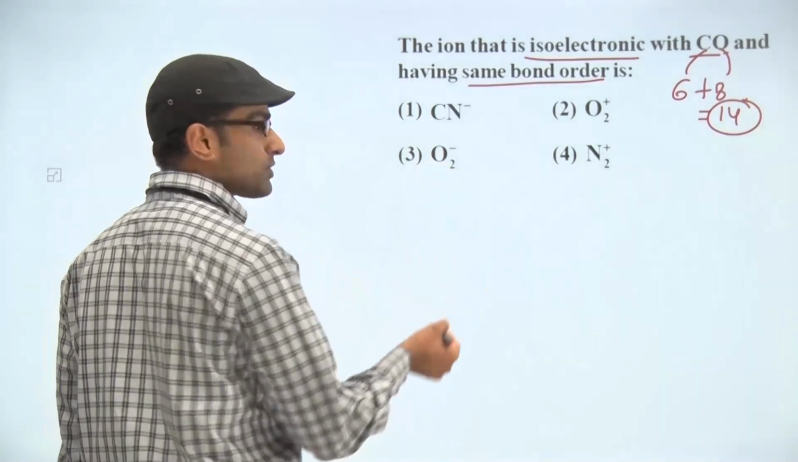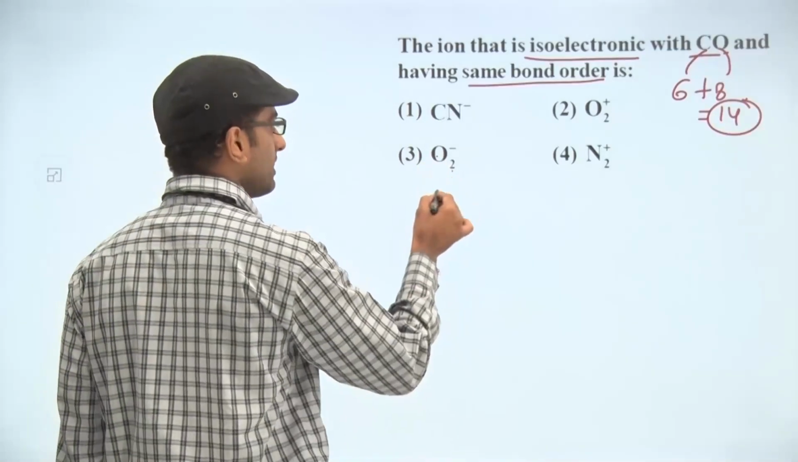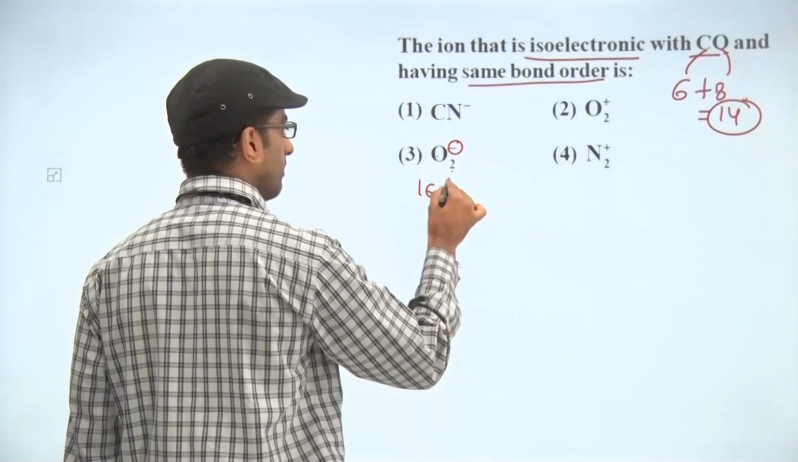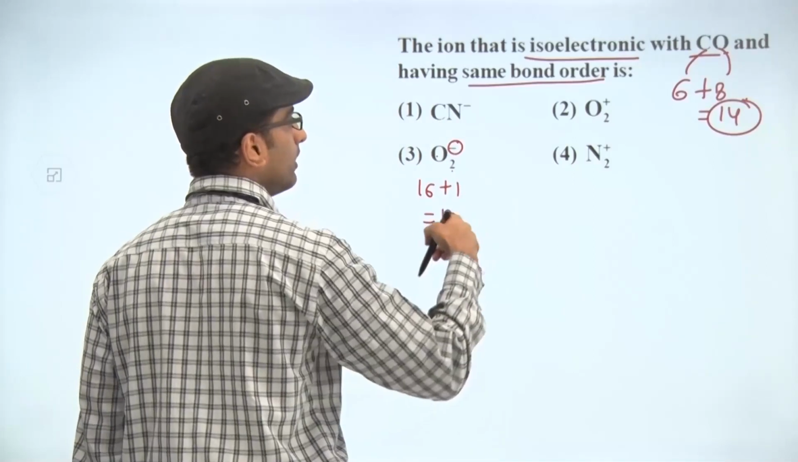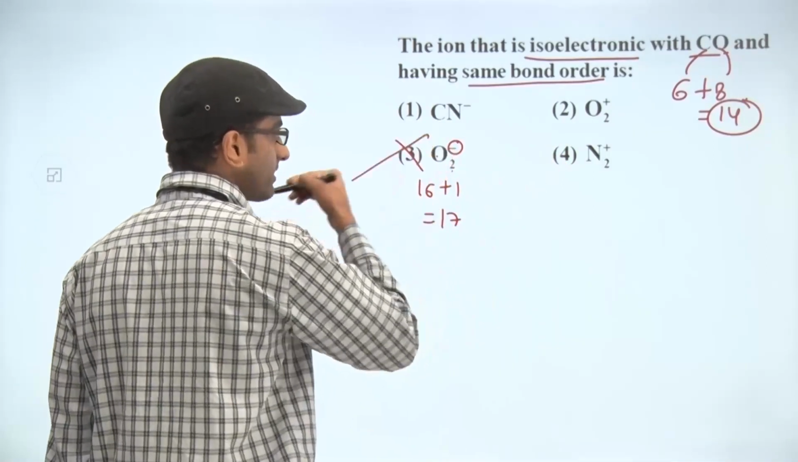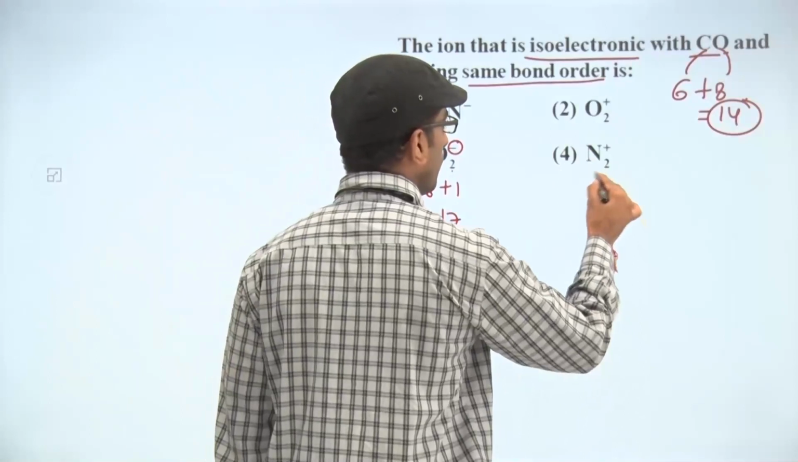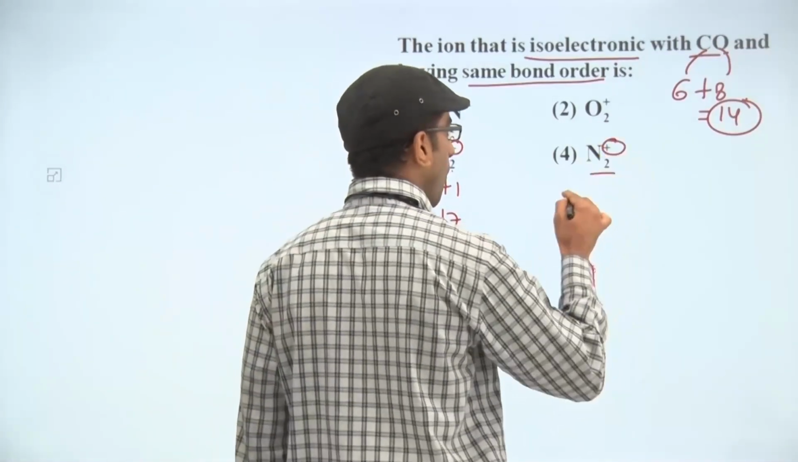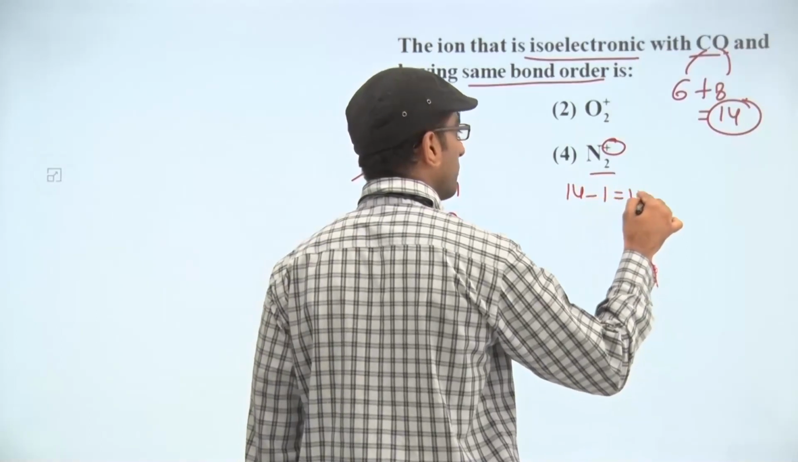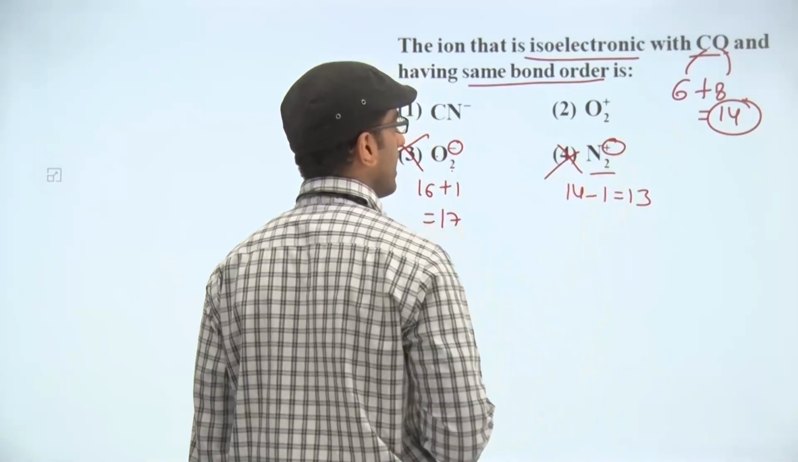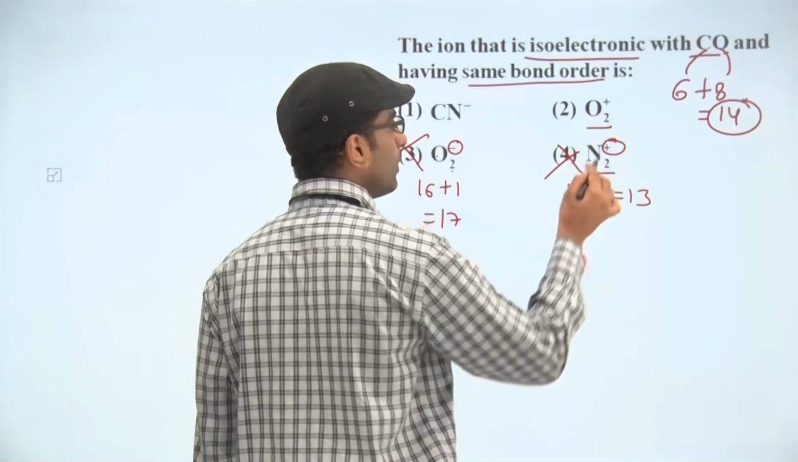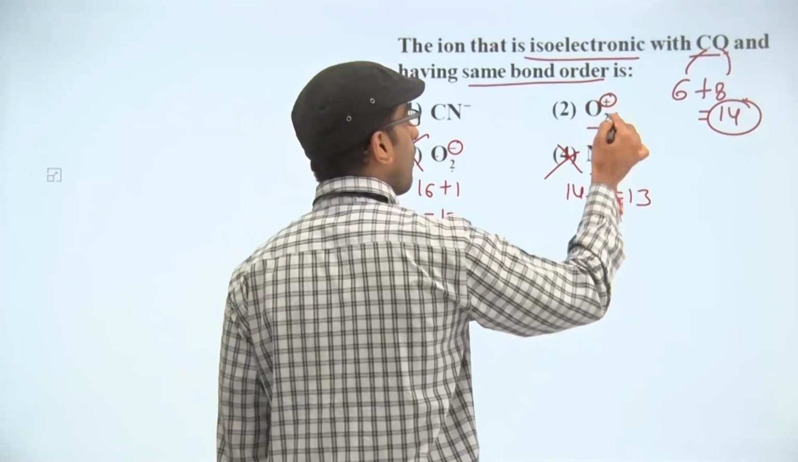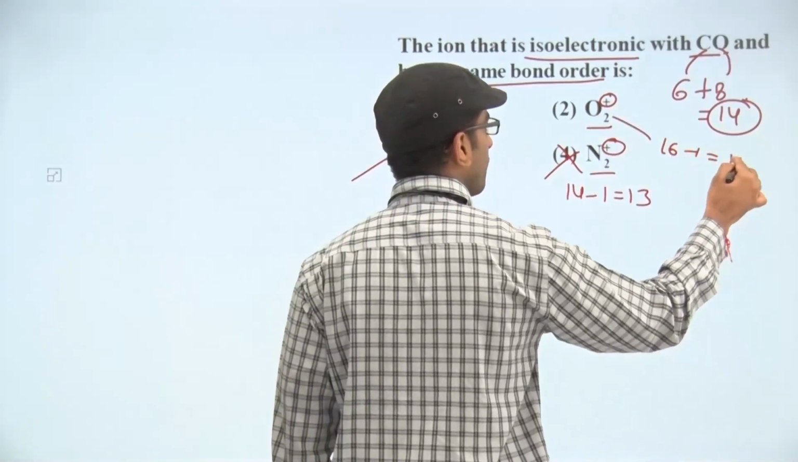Next, O2 minus: 1 oxygen 8, 2 oxygen 16, 1 more electron, 17, not isoelectronic, leave it. Next, N2 plus: 1 nitrogen 7, 2 nitrogen 14, and 1 electron is removed, so 13, not isoelectronic. O2 plus: O2 has 16 electrons, 1 electron is removed here, so 15.